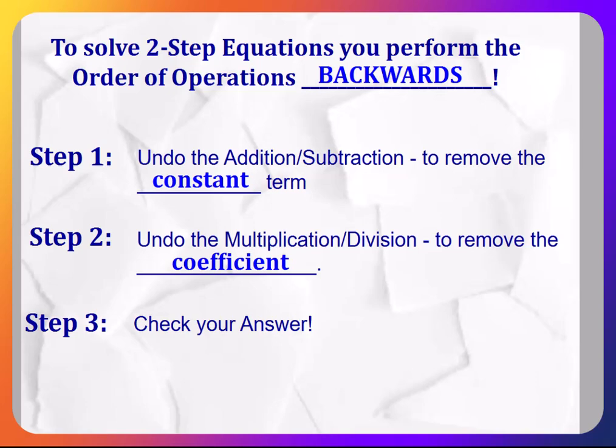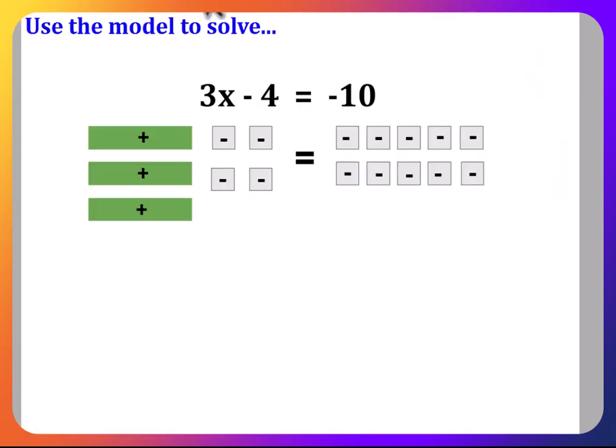So we're just going to get right into it and start some examples. We have a model here, and we're going to use this model to solve 3x minus 4 equals negative 10. The first thing you want to do is remove the constant, that's just a number. Looking at our model, there are 4 negative unit tiles. The opposite would be to make a zero pair, to put 4 positive unit tiles.